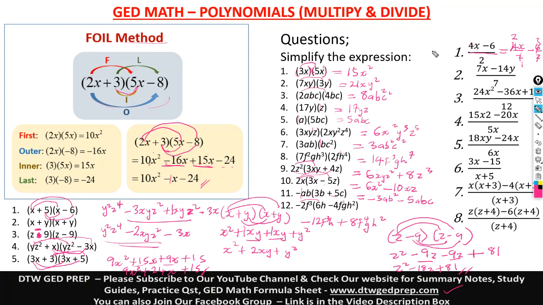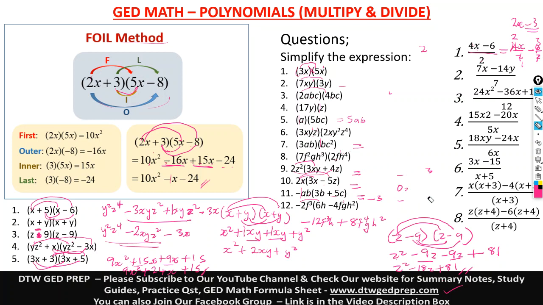And our final answer here would be what? 2 times x, that's 2x minus 3. So this is the answer. Okay, the same logic we apply to this guy here. So for this guy here, we do 7x over 7 minus 14y over 7. So this would cancel. You have x minus 14. 7 and 14 will go 2 times. So that would be 2, then times y. So this is the final answer.